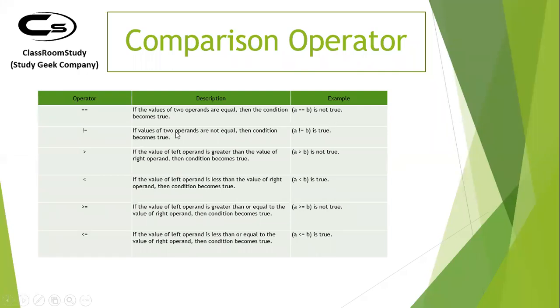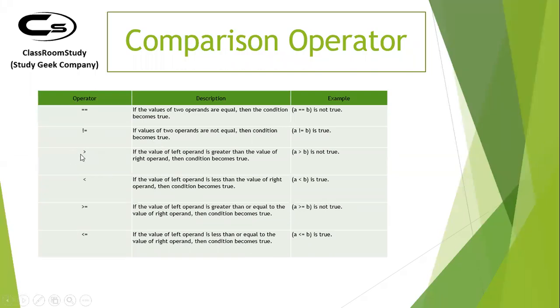Similarly, next one is if the values of two operands are not equal, then the condition becomes true. If the value on the right hand side is not equal to the value on the left hand side and vice versa, then this will return true, otherwise it will return false. Don't worry if you're not able to understand this one. We'll talk about this in a minute during our practical session.